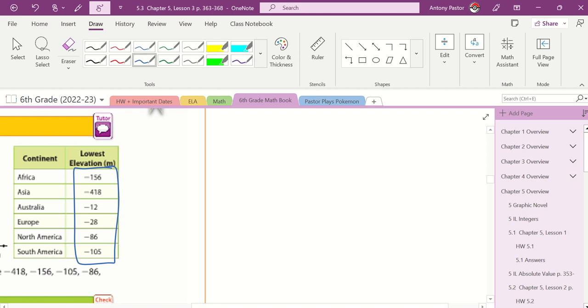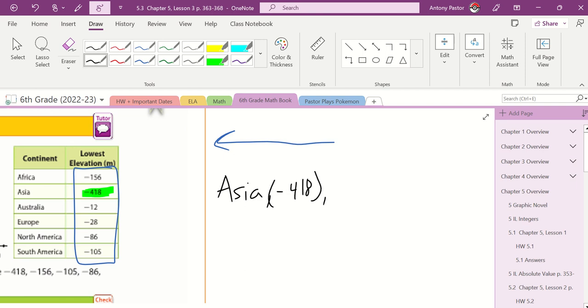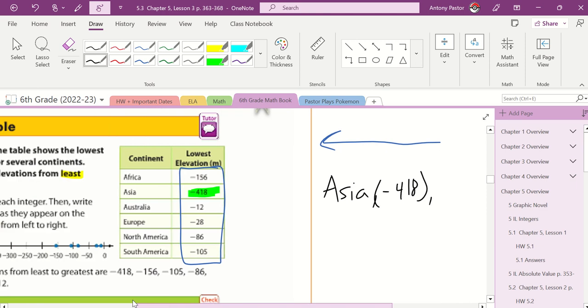Now, since they're all negative and the number closest to the left is going to be the lowest number, we're looking for which number here without the negative symbol is the biggest number. They're all negatives. So which one would be furthest to the left, aka furthest away from 0? That would be 418. So my first one would be Asia at -418.